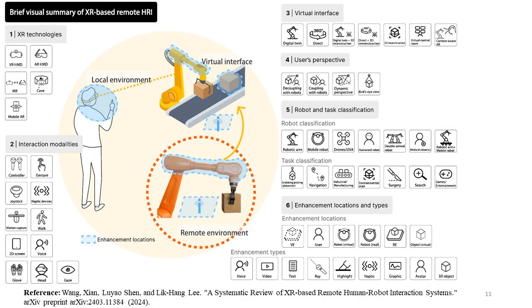The key concepts are, first, the extended reality technologies, where head-mounted displays are used and a cave kind of environment is needed. The second most important thing is the interaction modalities, whether it's a keyboard or a mouse or a joystick. The third is the virtual environment interface. The fourth is the user perspective. Fifth is the robot and the task classification. Sixth is the enhancement location.